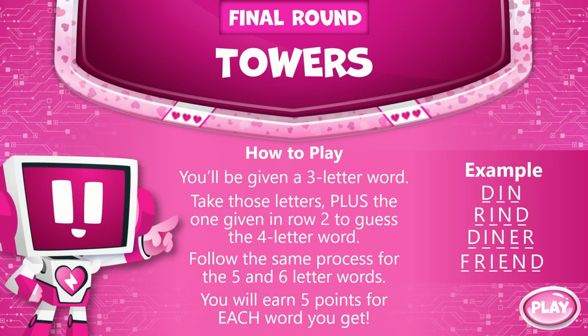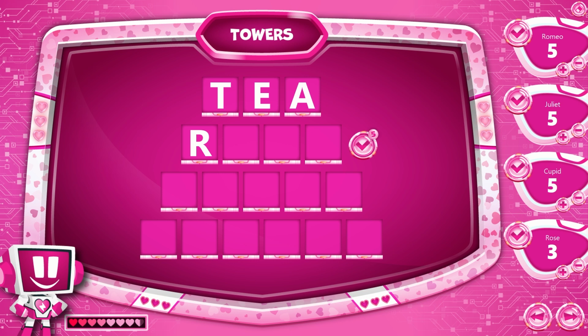For the final round, each player will have 1 chance to complete the tower. The player will be given a 3-letter word. They will take those letters plus the one given in row 2 to guess the 4-letter word. So in this example, the first word is T, and there is an R as the first letter in the 4-letter word. So by arranging the letters from the first word, the answer is rate.